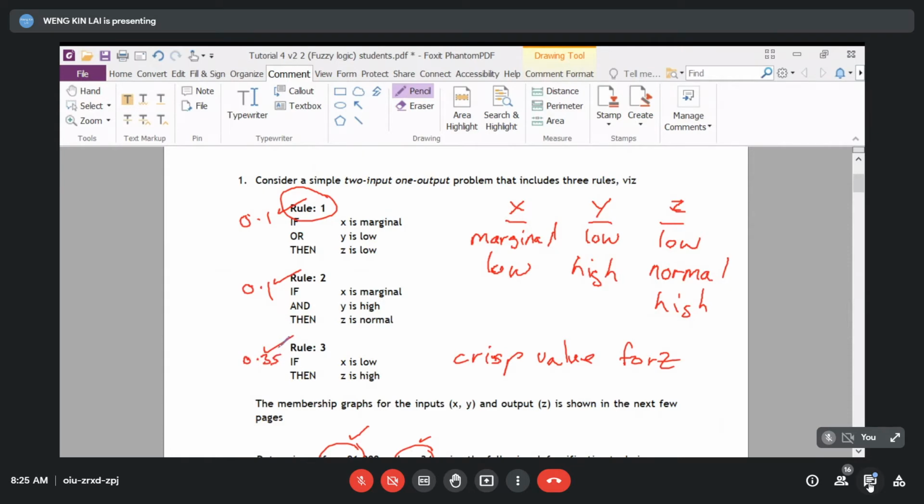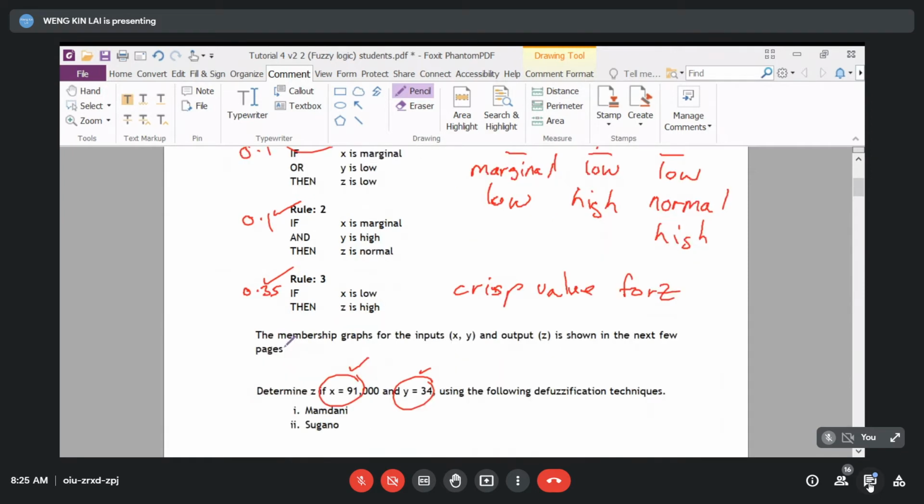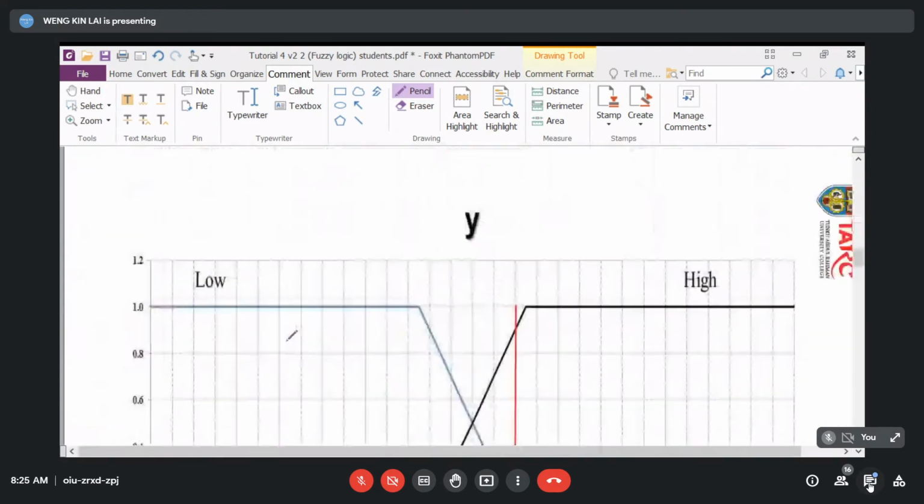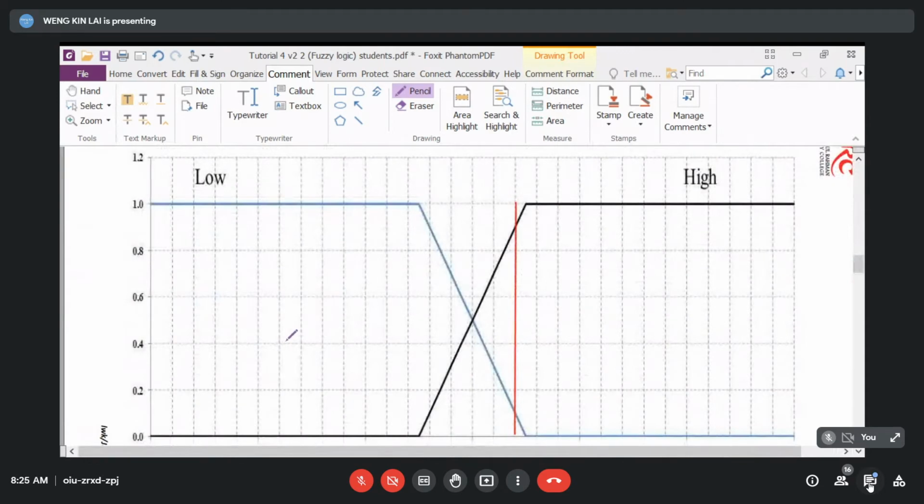Now we look at Y. So Y is low and high. Now we look at the first one. So this one is very straightforward. There's only two membership graphs here, so we can do it. Let me just draw it here.